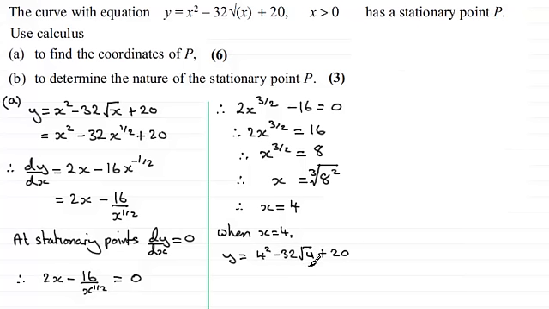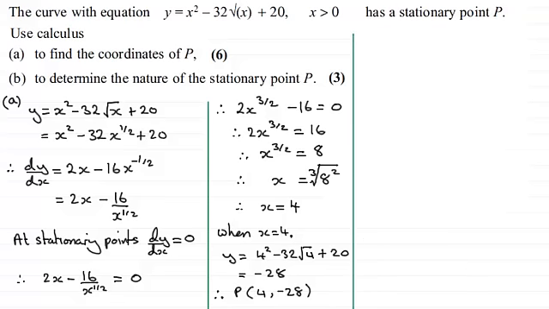Now if you work this out, this comes to minus 28. So therefore, the coordinates of the stationary point P are x equals 4 and the corresponding y value is minus 28. Okay, so that's part A done.